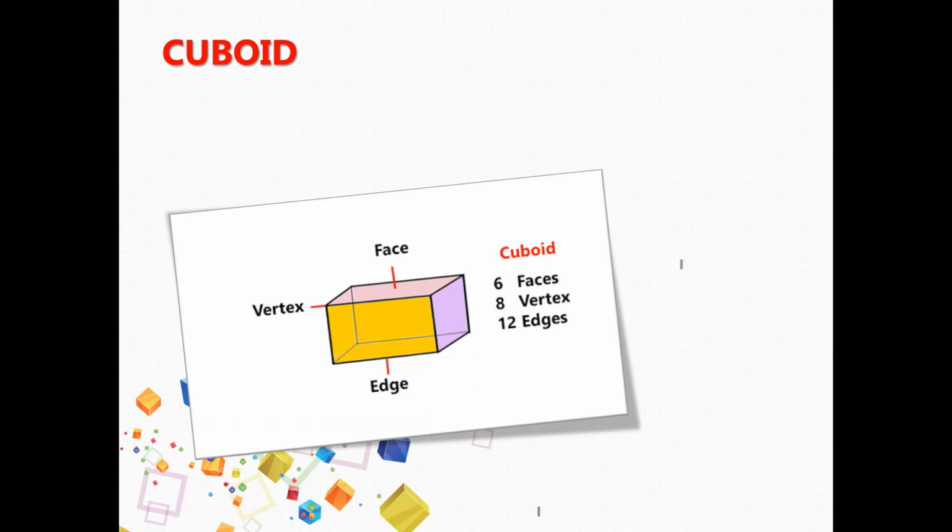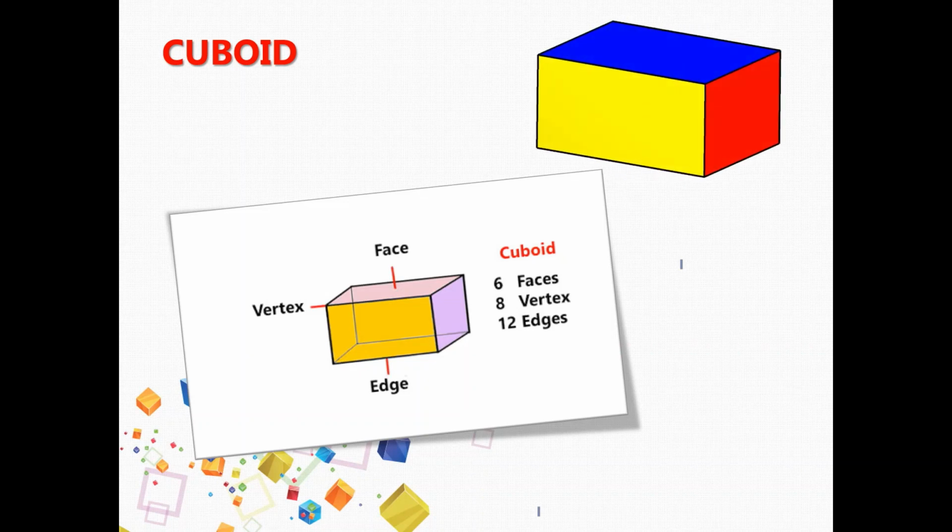So in a cuboid, you can see the cuboid over here. How many faces are there? The cuboid has 6 faces, 8 vertices and 12 edges. It has the same number of faces, vertices and edges as a cube.